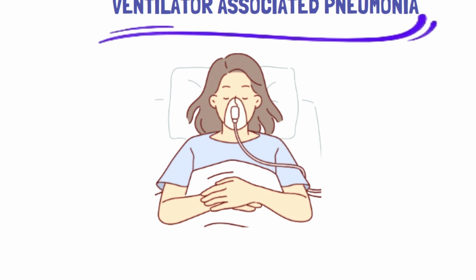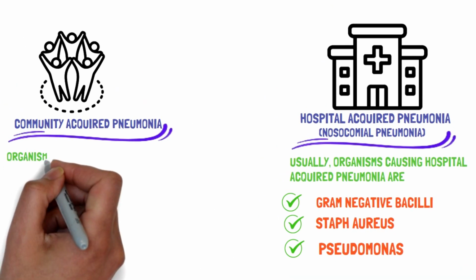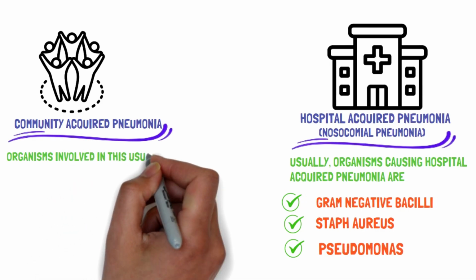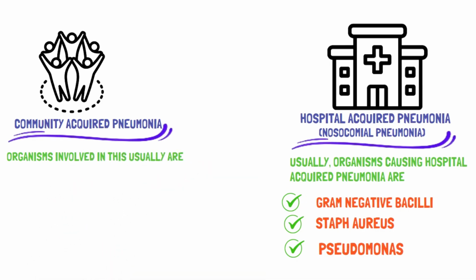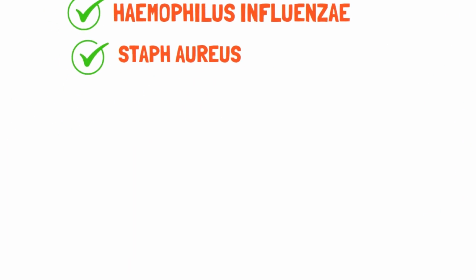Individuals on ventilators can't cough, and microbes which form a biofilm on the tube may move into the lungs and cause pneumonia. Then you have community-acquired pneumonia, which casually arises from overcrowding in the community, as the name suggests. So this type of pneumonia is developed outside a health facility. Organisms involved in this usually are Strep pneumoniae, Mycoplasma pneumoniae, Haemophilus influenzae, Staph aureus.